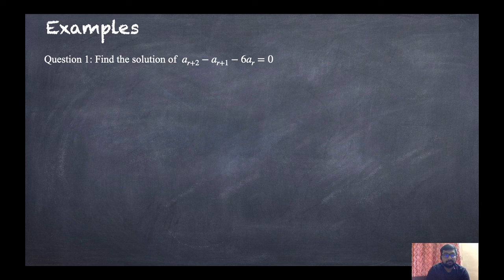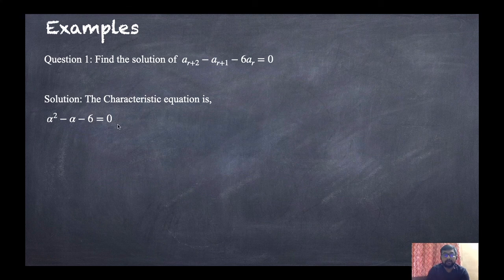First, find the solution of a_(r+2) minus a_(r+1) minus 6 a_r equals 0. First, see, here it is a homogeneous equation. How? Because the right hand side equals 0. Now, first, the characteristic equation. Here the order is 2 because of r plus 2. So the characteristic equation will be alpha square minus alpha minus 6 equals 0.